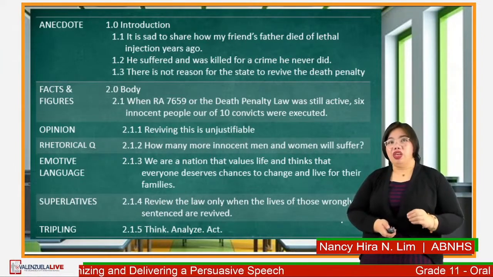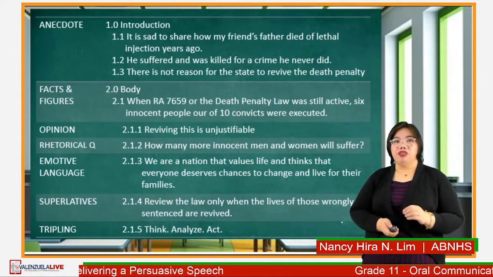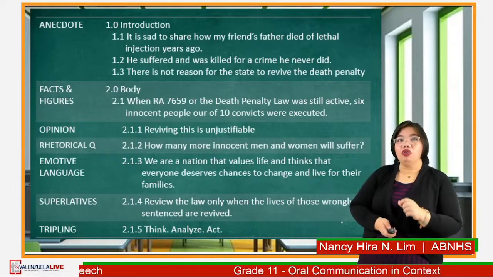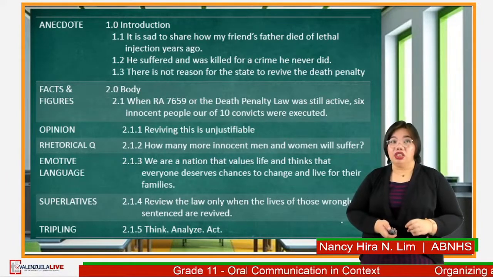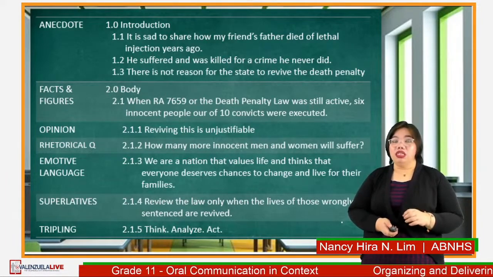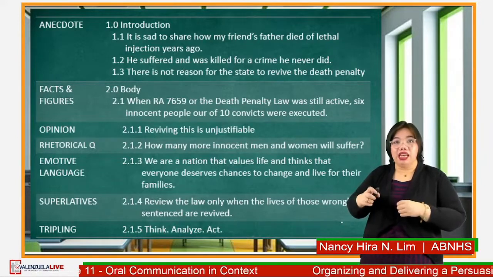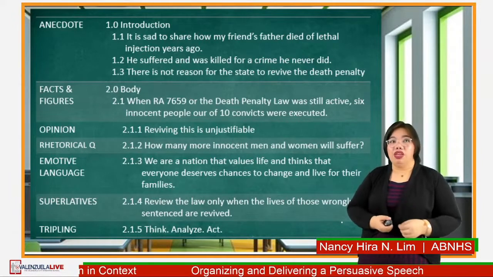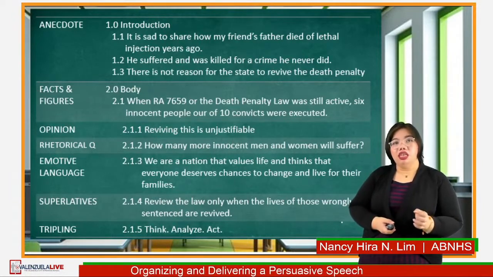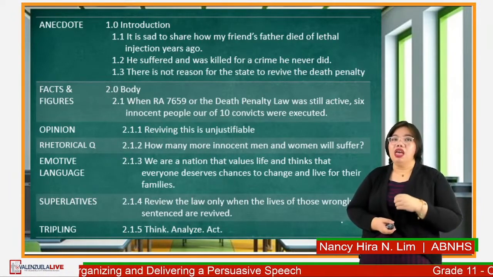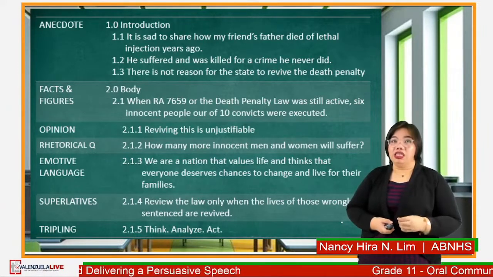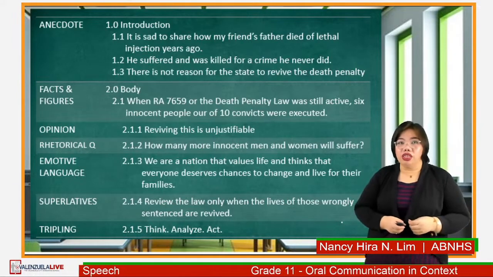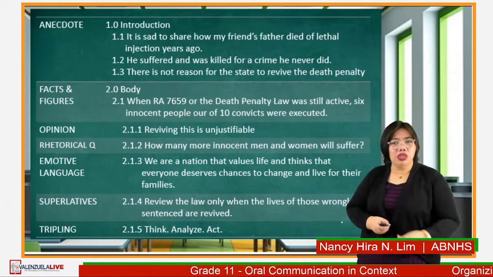For the facts and figures, when RA 7659 or the death penalty law was still active, 6 innocent people out of 10 convicts were executed. So you will see here figures like 6 out of 10 and the RA 7659. For the opinion part is when you say reviving the death penalty is unjustifiable. For the rhetorical question, the question is, how many more innocent men and women will suffer?